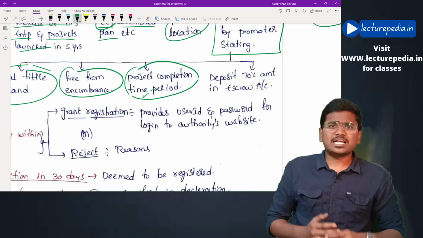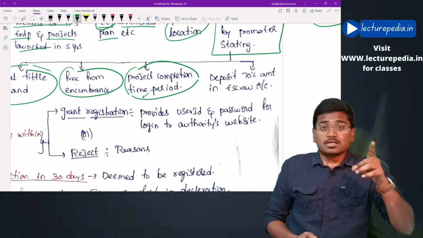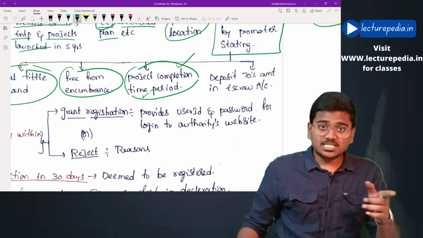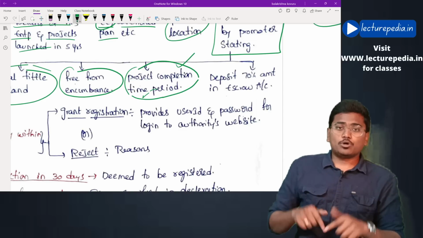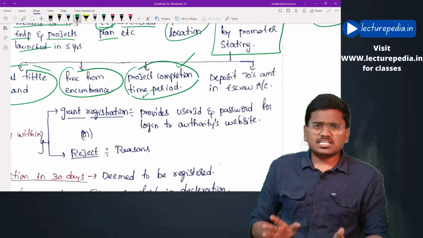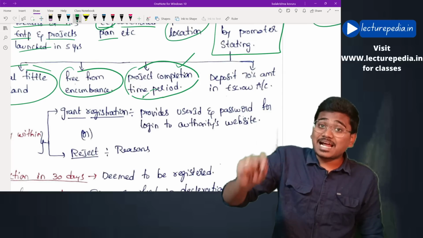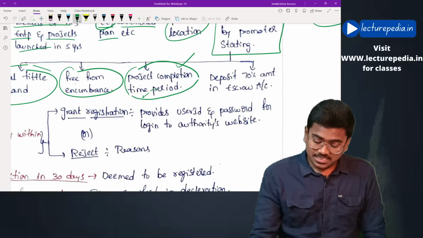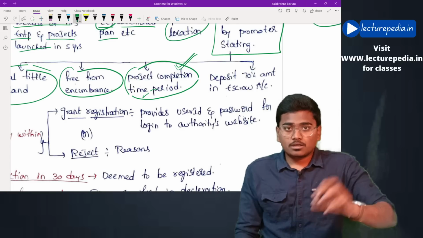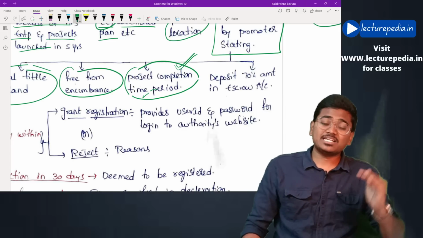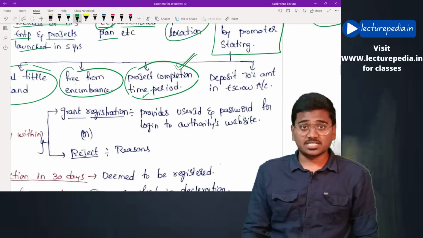Why does the time period have to be declared? Because the registration will be valid for this period only. Let's say the promoter says that I will complete the construction of the project within 3 years. Then the registration granted by the authority will be valid for 3 years only. This declaration of completion of the project will be the validity of the registration certificate granted by the authority. Hope this is clear.